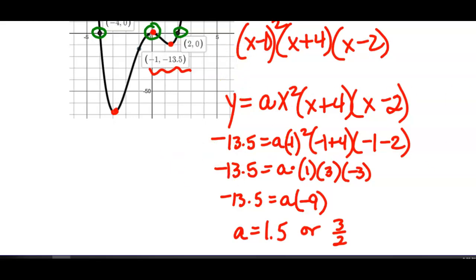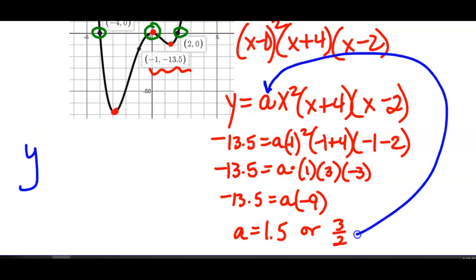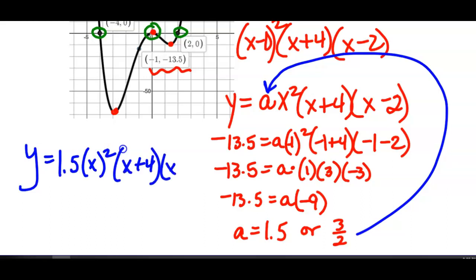So final answer when we plug that back in, up here, is 1.5 times an x squared, which you don't really need those parentheses, an x plus 4, and an x minus 2.